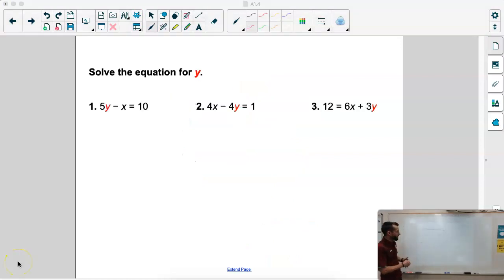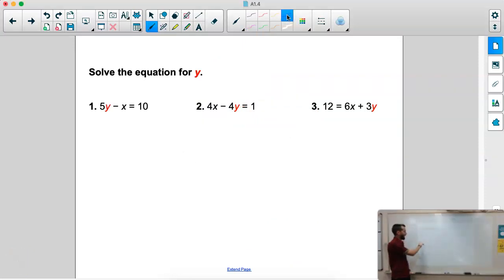All right, so let's try these ones as well. We'll do these together. I want to make sure we practice. It's all solving for y, so we're going to try to isolate that. The first thing we're going to do is add x to both sides. 5y equals x plus 10.